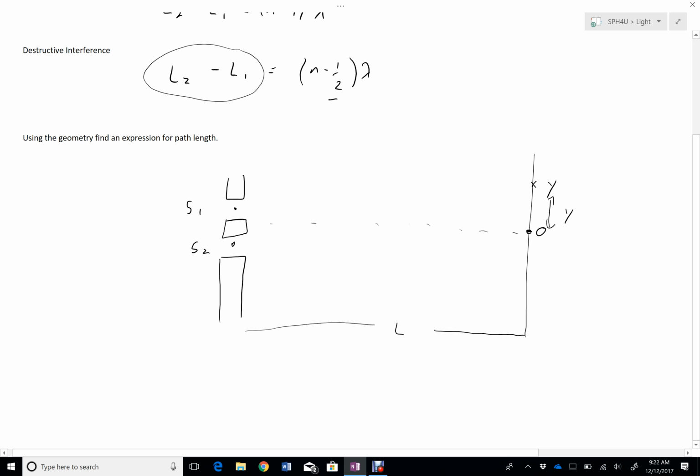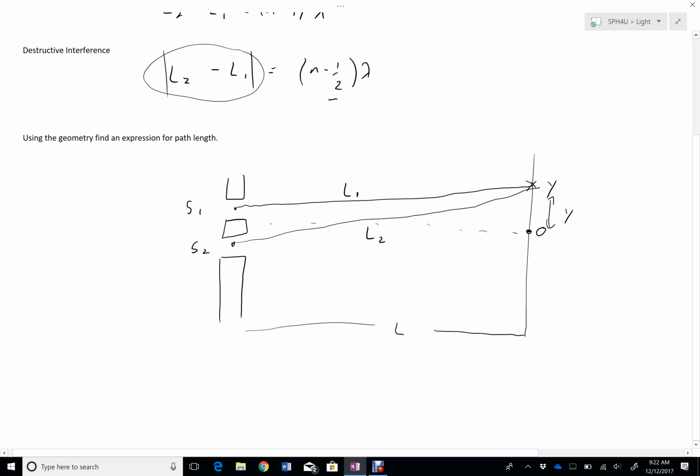Now, what that means is that source 1 has to travel from this location to y, and source 2 has to travel from this location to y. So we'll call this one L1 and this one L2. Although those choices are arbitrary, these formulas actually have absolute values, so it doesn't matter.